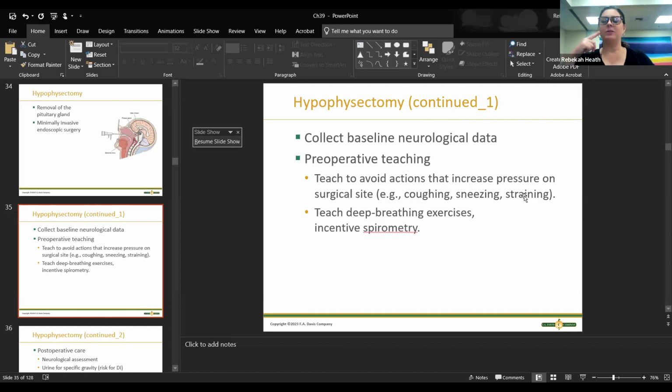Really want to teach that after surgery, they're going to want to avoid putting pressure on that surgical site, right? So think about, they're going up in your brain, but through the nose. Things like sneezing, coughing, straining as they're going to the bathroom. Those are all going to put increased pressure on the surgical site. We want to let healing happen, so we're going to be decreasing those things. We're going to be teaching them deep breathing exercises and spirometry.